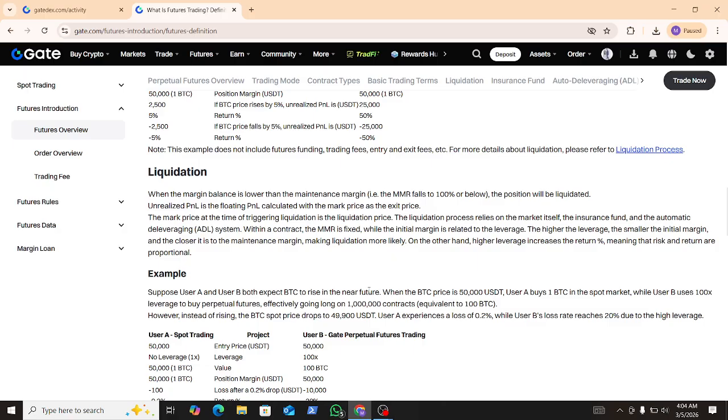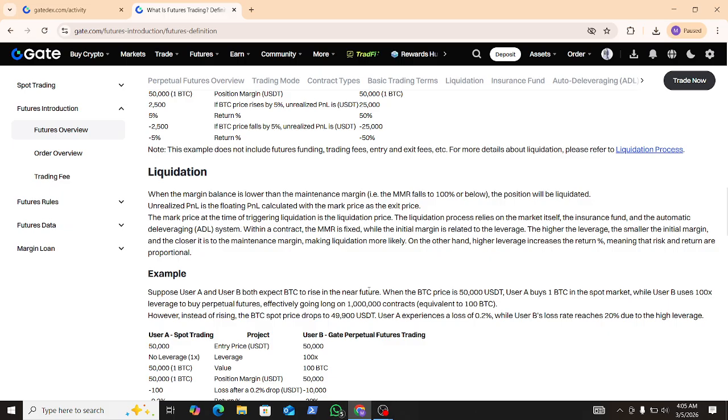So we will discuss liquidation. When the margin balance is lower than the maintenance margin, for example MMR falls to 100% or below, the position will be liquidated. Unrealized PNL is floating PNL calculated with the mark price as the exit price. The mark price at the time of triggering liquidation is the liquidation price. The liquidation process is realized on the market itself.